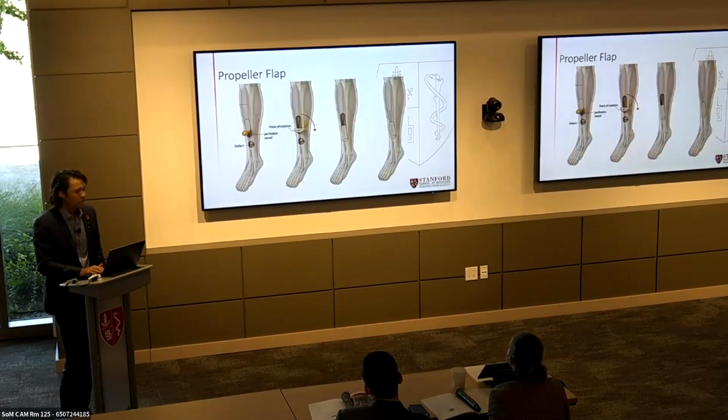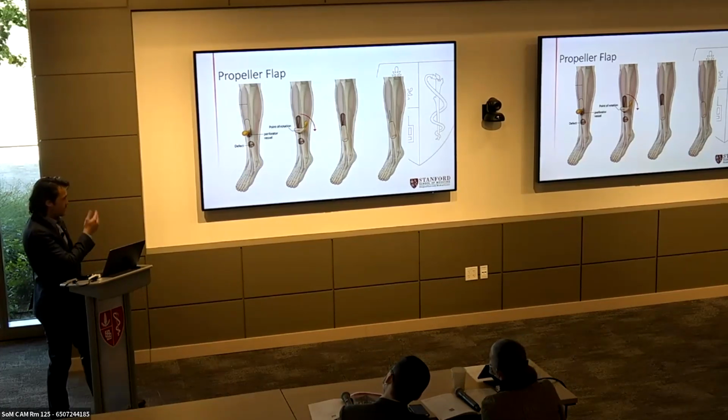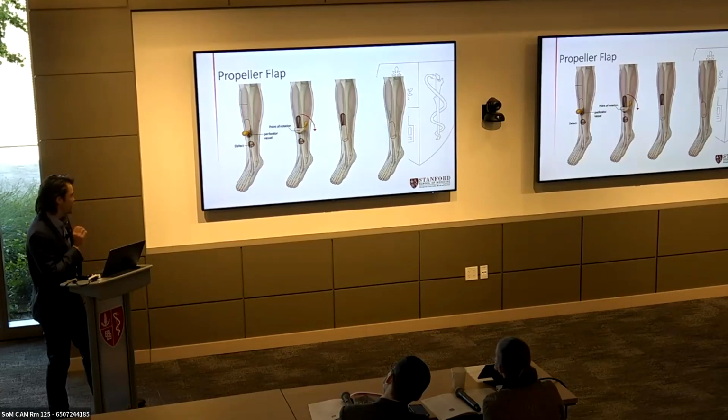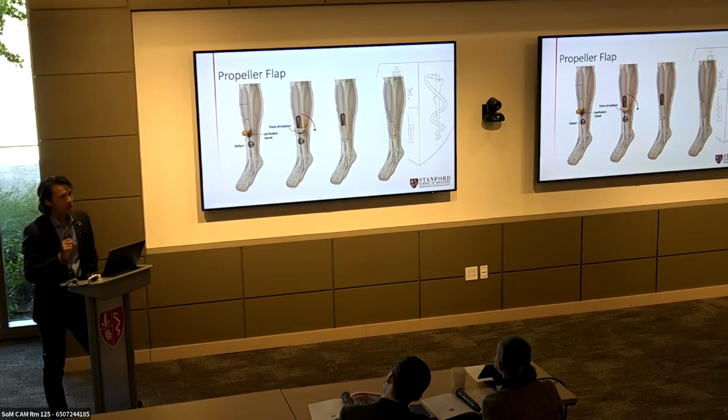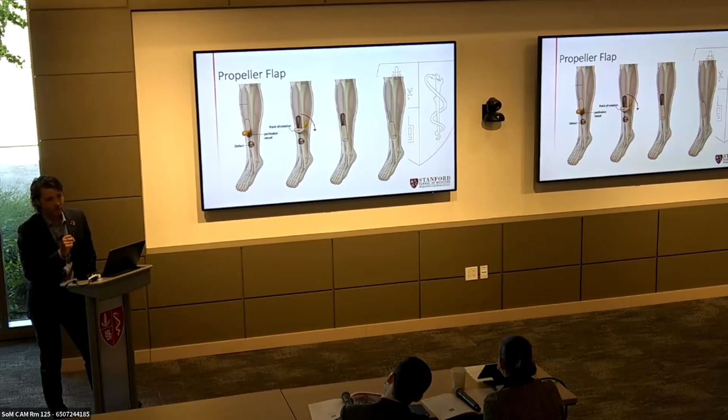So we went to this concept of the propeller flap, which is a tool that we use in reconstructive surgery. In this case is an example of a lower extremity reconstruction where you have a distal defect, a flap of tissue that's based on an eccentrically located perforator, so not in the center. When you rotate that flap 180 degrees, you're able to transfer that proximal healthy tissue distally to cover the wound, and you close the secondary donor site.